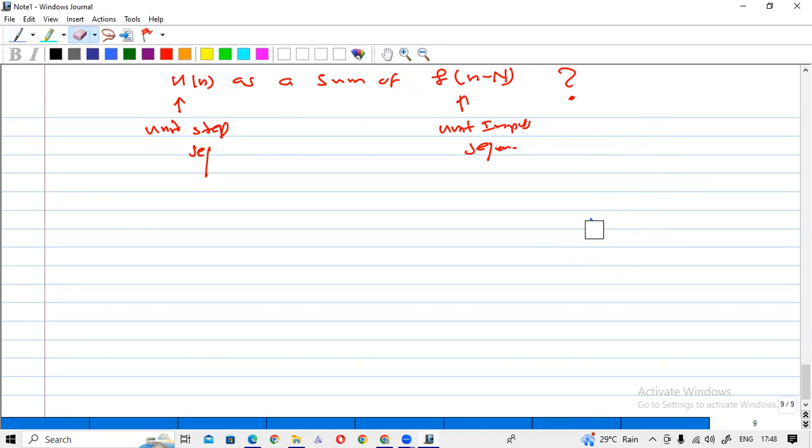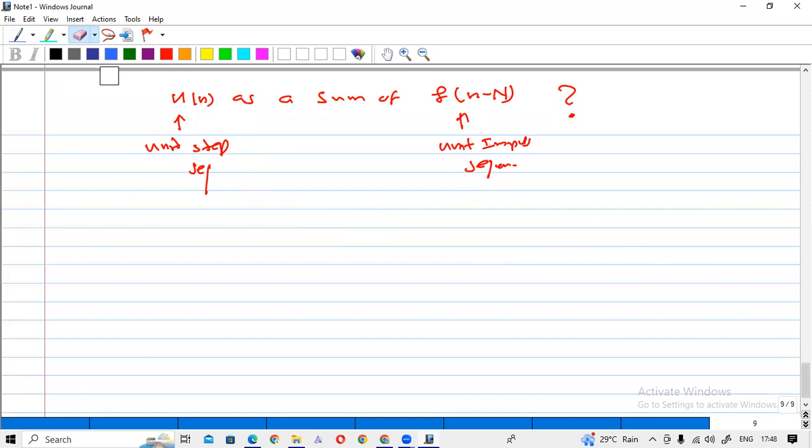Now, I will do this one. But before doing that, I am asking you this question. Delta n plus or minus n is the shifted unit impulse signal. If it is plus, it is shifting this way. If it is minus, it is shifting this way. For the shifted unit impulse, the value is 1 when n is equal to what?